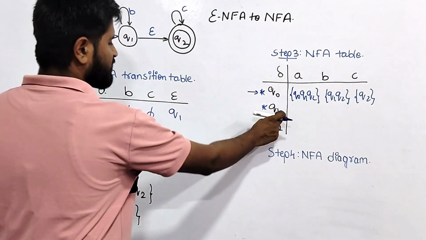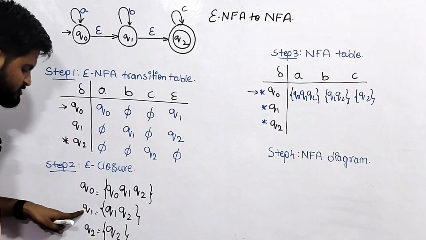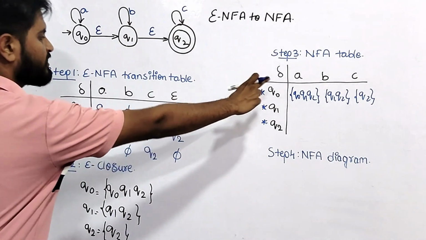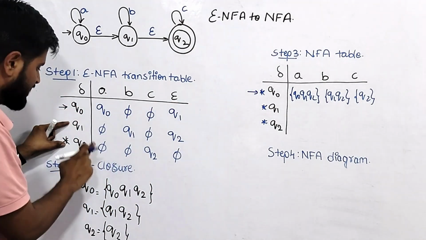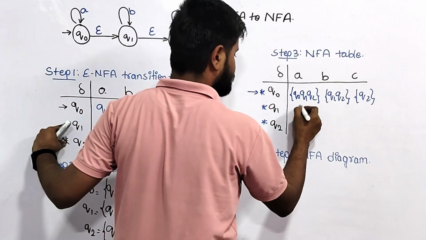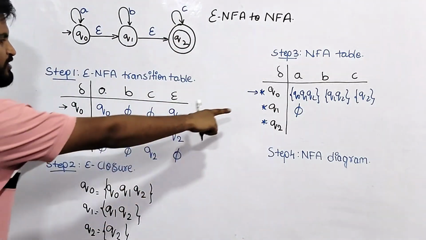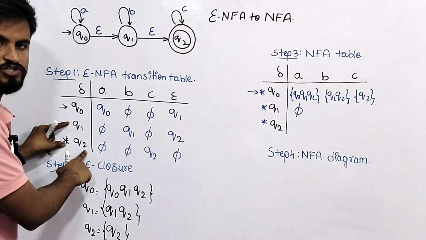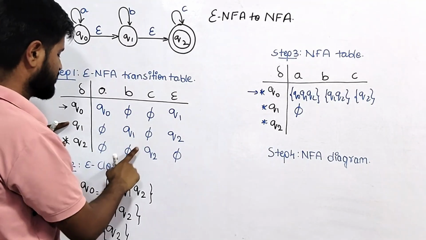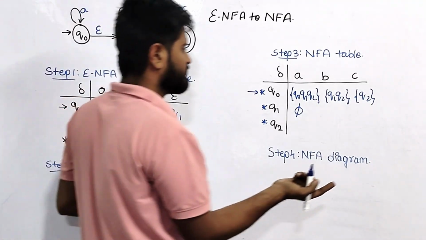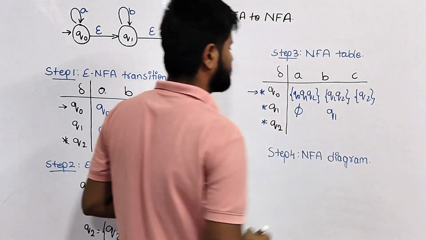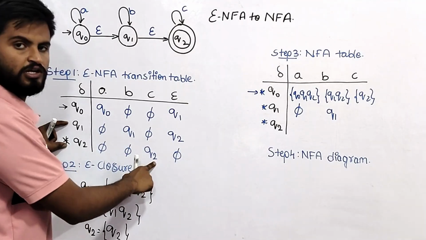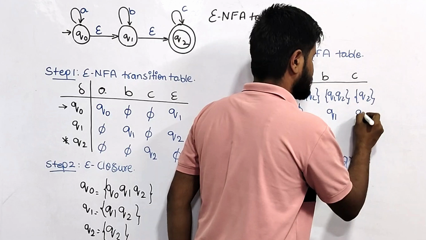While filling for Q1, see the epsilon closure of Q1. Q1 and Q2 states are there. So for A, one is moving to phi and another is moving to phi, so you will write phi itself. Next for B, for the Q1 state, the epsilon closures are Q1 and Q2, so you must see the Q1 and Q2 states. Q1 is moving to Q1 and Q2 is moving to phi. Phi we don't need to represent, just represent Q1. Next for C, Q1 and Q2. Q1 is moving to phi, Q2 is moving to Q2. So you just represent Q2 here.